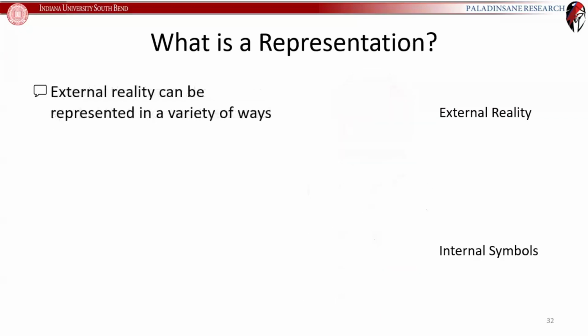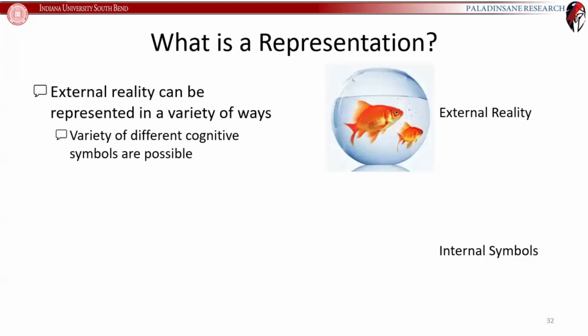So a few more examples. External reality can be represented in a variety of ways, and there's a variety of different cognitive symbols that are possible. And as we saw last time with the train problem, the way you represent things sometimes makes things easier, sometimes harder, sometimes impossible. So it's important to know how external reality is represented in these internal symbols. So let's say that we have the external reality of two, the idea of two-ness. We have two goldfish in this bowl. How do we represent that external reality of there are two things?